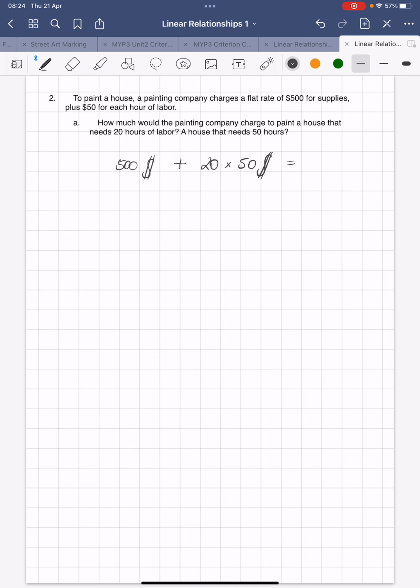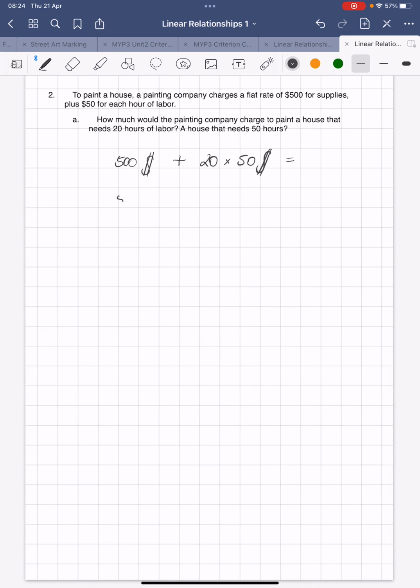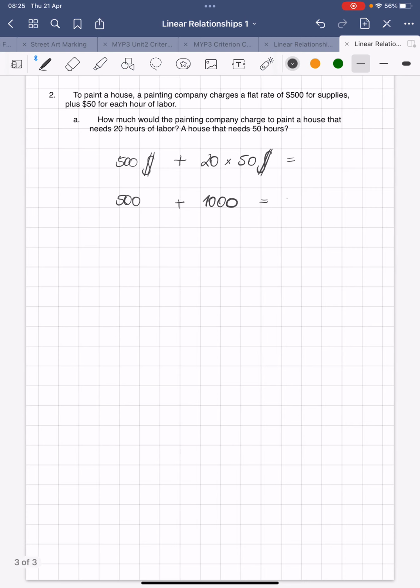So try to calculate this. So this would be 500 plus 2 times 5 gives you 10, adding the 2 zeros. So $1,000 plus 500 would be $1,500 of total cost for 20 hours of labor.